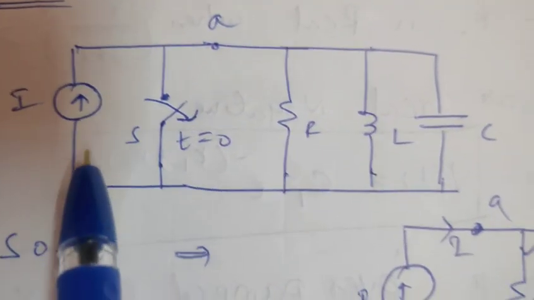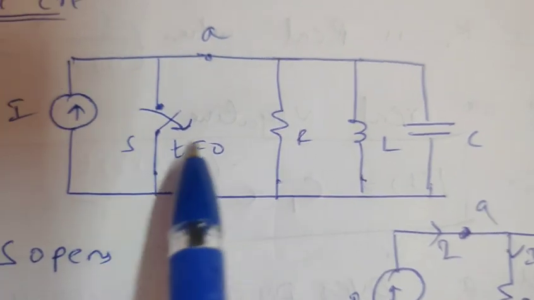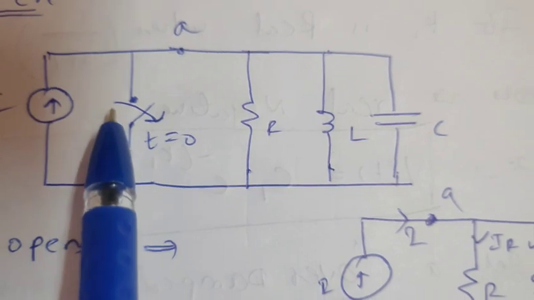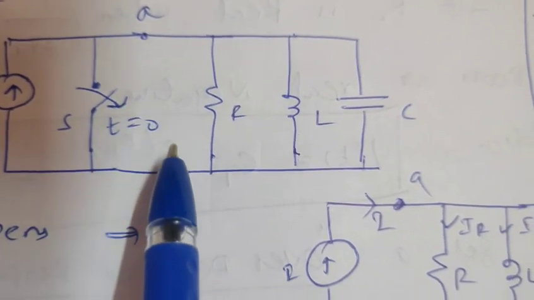Everyone, now I am going to explain the analysis of a parallel RLC circuit. Consider this parallel RLC circuit. Here the current source is given. Here the switch is given. This symbol indicates that the switch is going to open at t equal to 0.